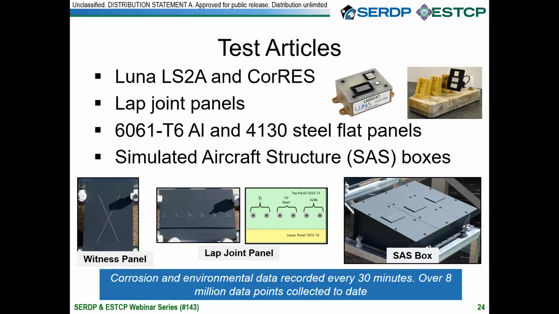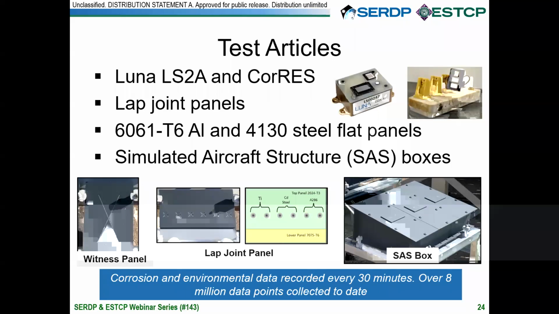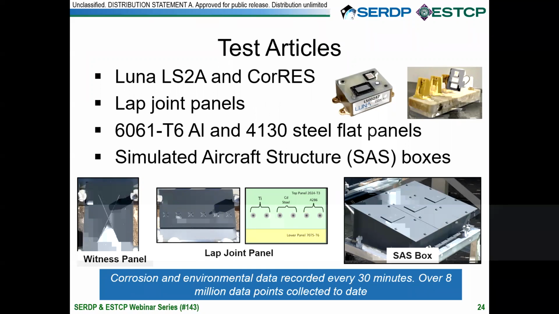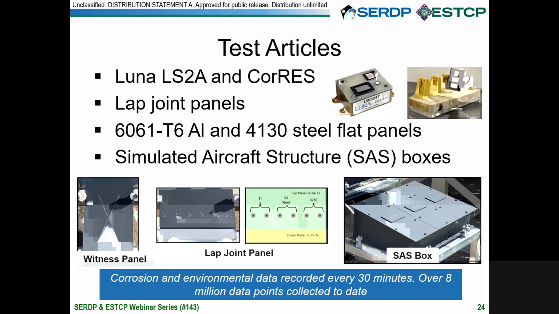And then down there, the blue box basically says environmental data from those sensors recorded every 30 minutes. So far, we've collected over 8 million, I think it's even closer to 9 million lines of data now from those sensors. And then the general weather data we get from just NOAA weather stations at the sites.